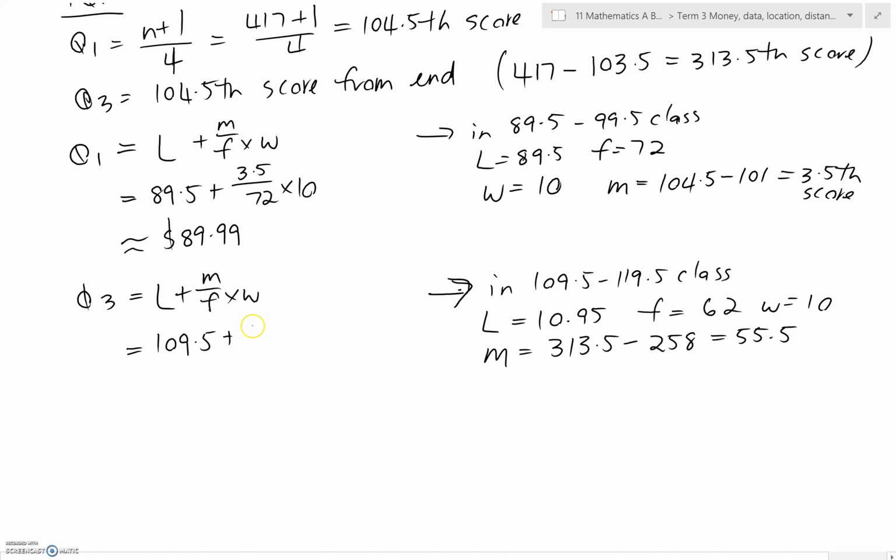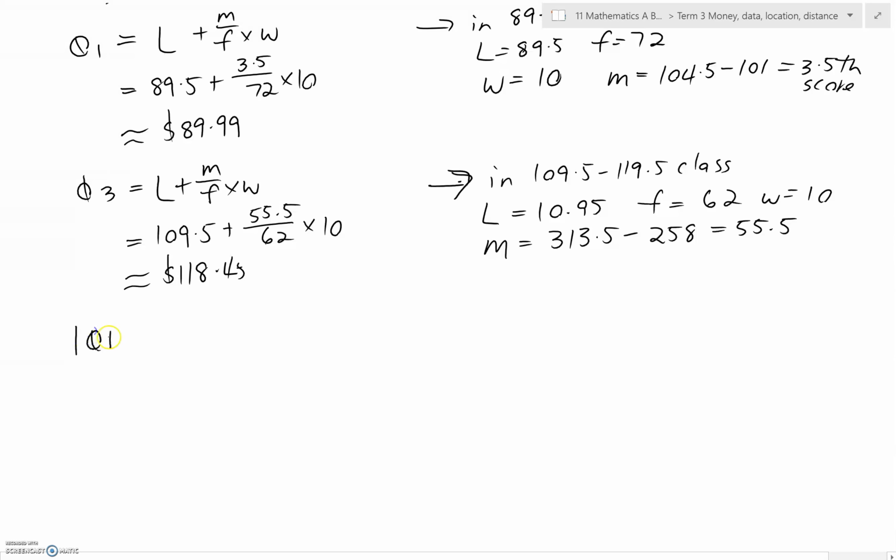So let's plug all of that in. And that's going to give us a value around 118.45. Okay, now the very last thing, so we've got our Q1 and our Q3. We actually need to work out our interquartile range. And remember, that's just a matter of taking Q1 away from Q3. Oops, let's fix that up, 89.99. So our interquartile range, and it's approximate because I've rounded those Q1 and Q3 values, is 28.46.